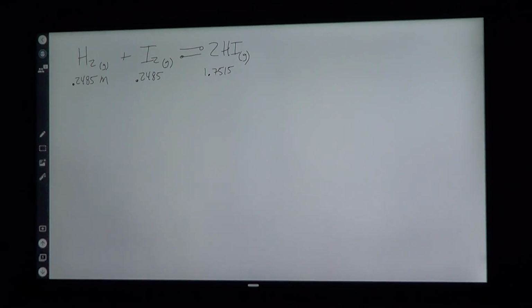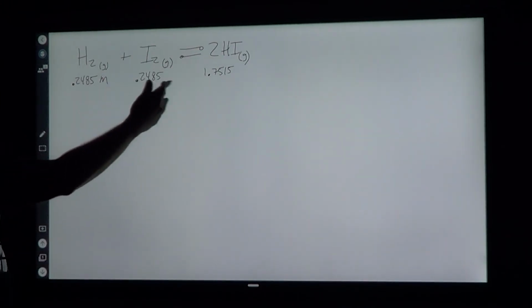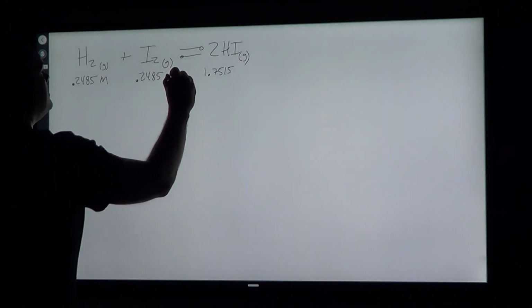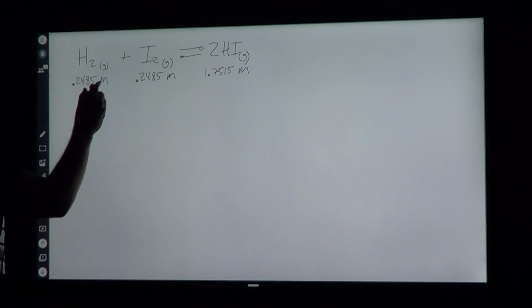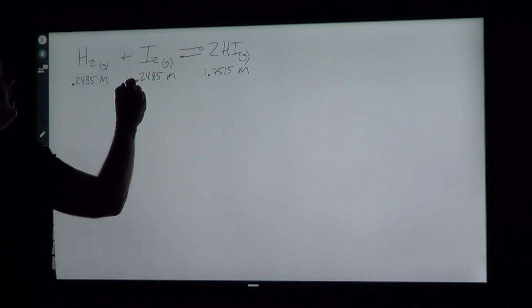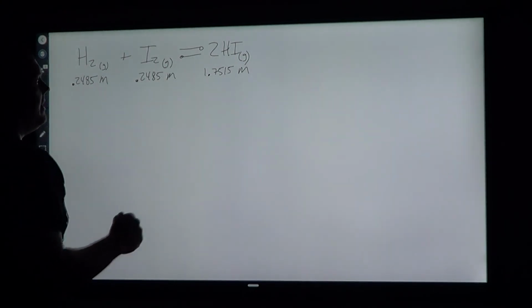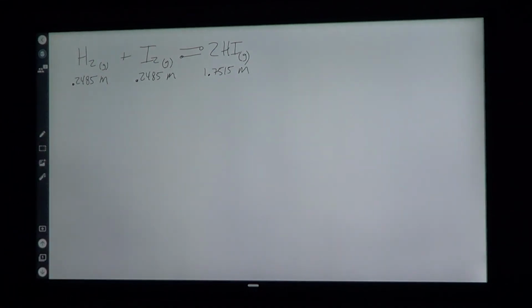All right, and now we're going to do an example problem of how to calculate an equilibrium constant for a chemical equation if you're given concentrations at equilibrium. This number right here tells us that at equilibrium we have 0.2485 molarity hydrogen, 0.2485 molarity of iodine, and 1.7515 molarity of hydrogen iodide.